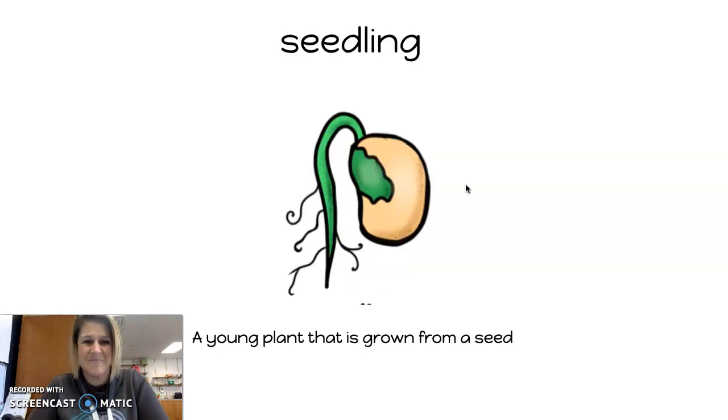Nice job. So this is a seedling. So do you see the seed right here? So this is where the seed starts to break open and the seedling comes out. Okay, so the plant grows from this seed. So this picture is a picture of the plant beginning to grow from this seed. So a seedling, it's kind of like a baby coming out of a seed, a seedling.